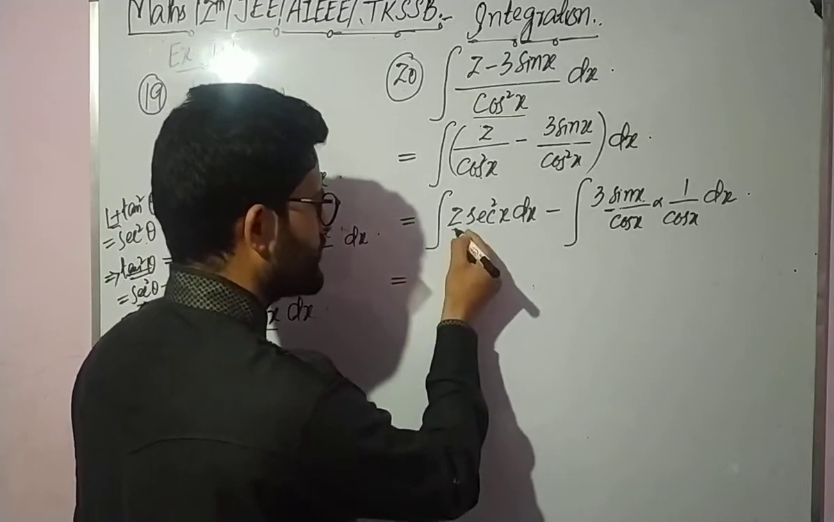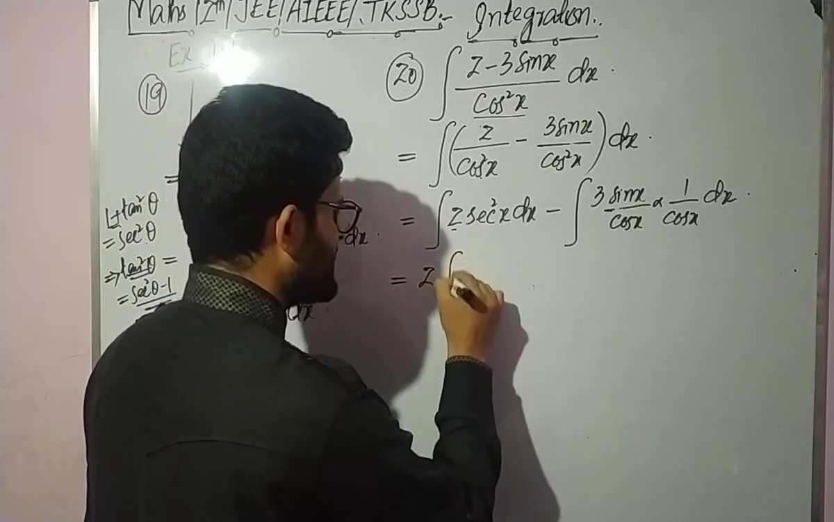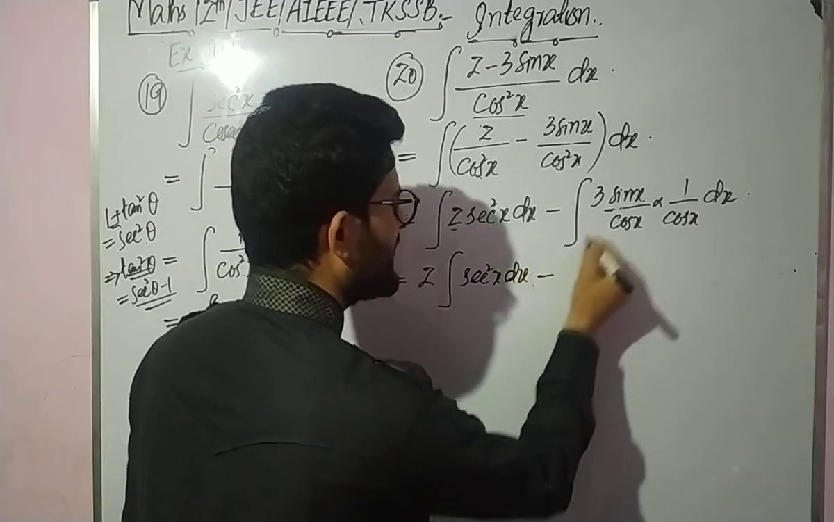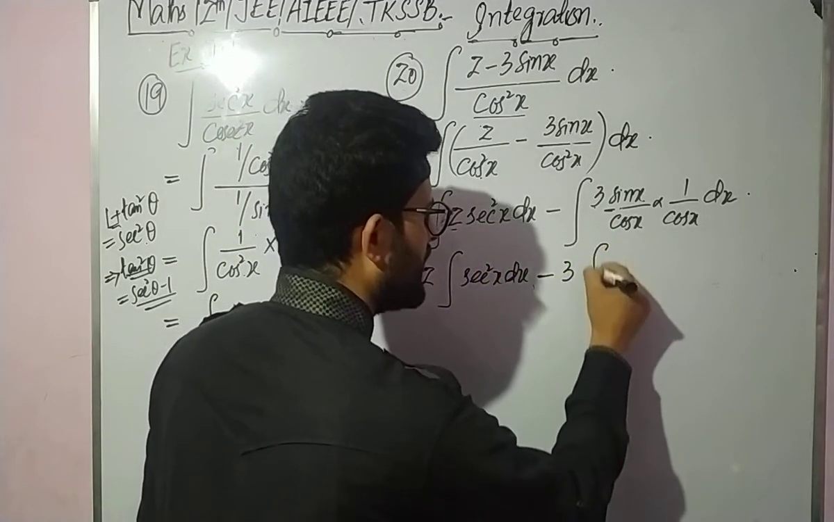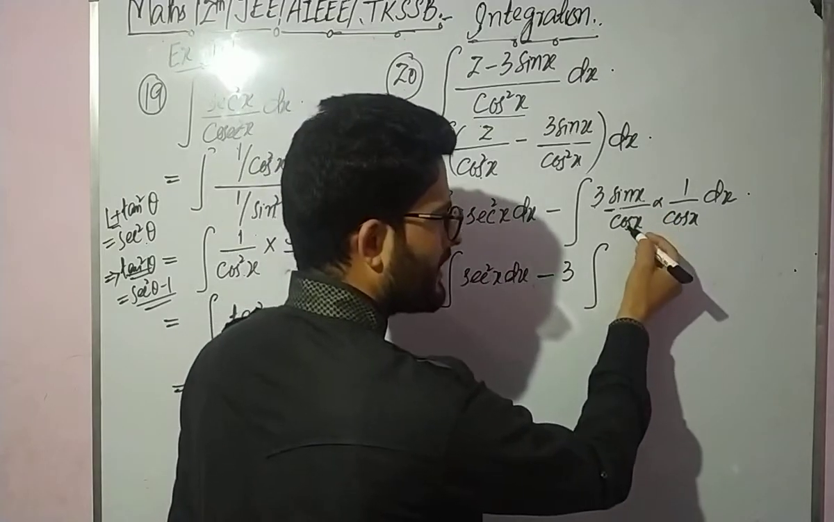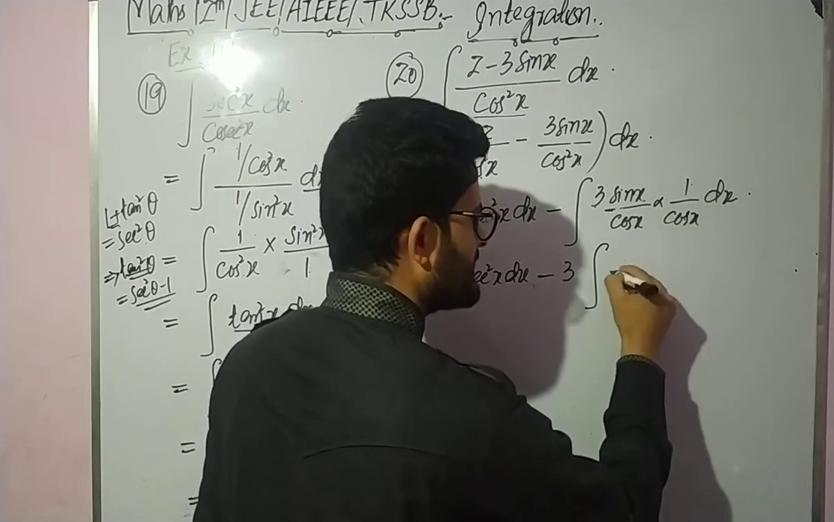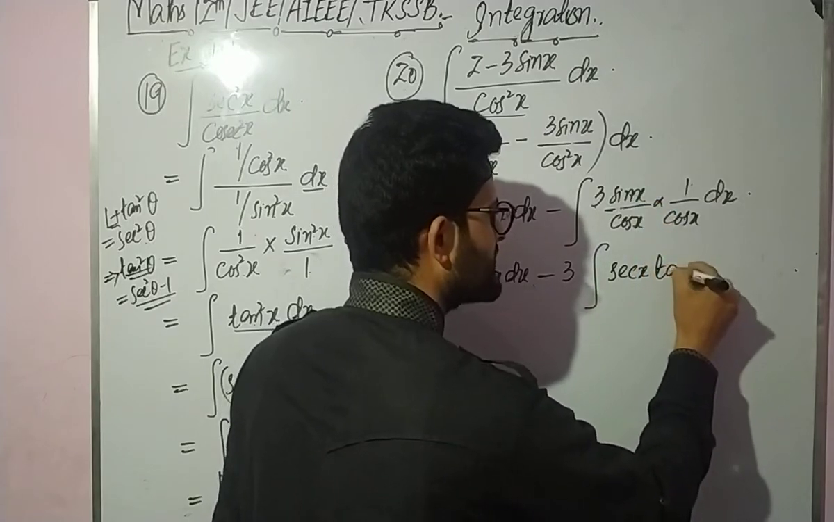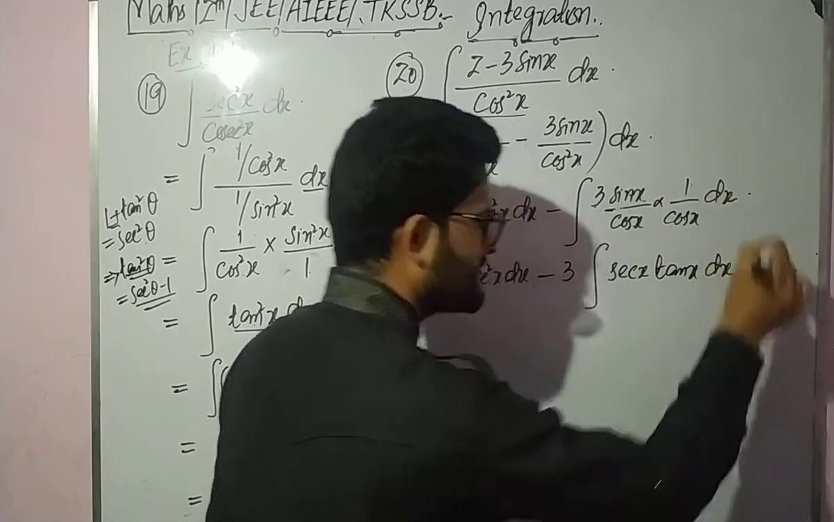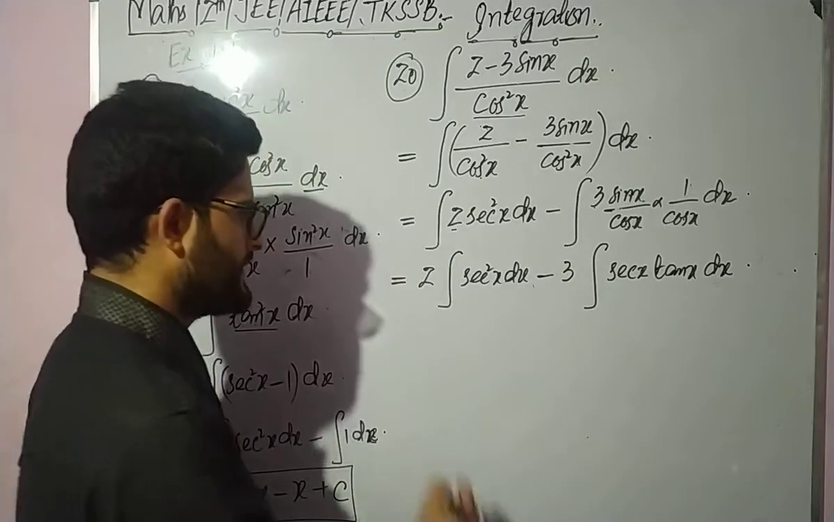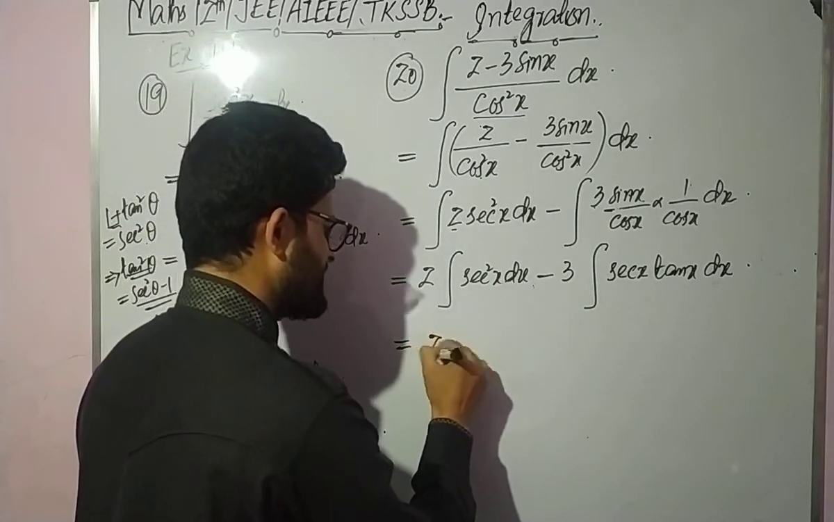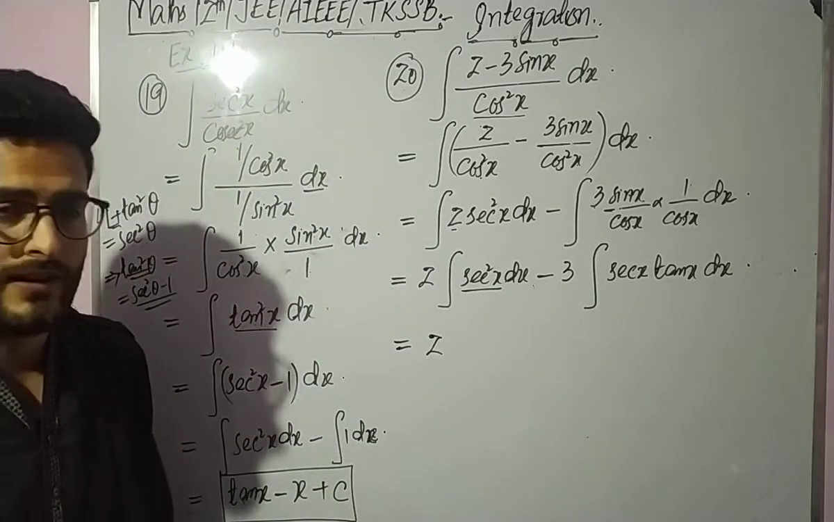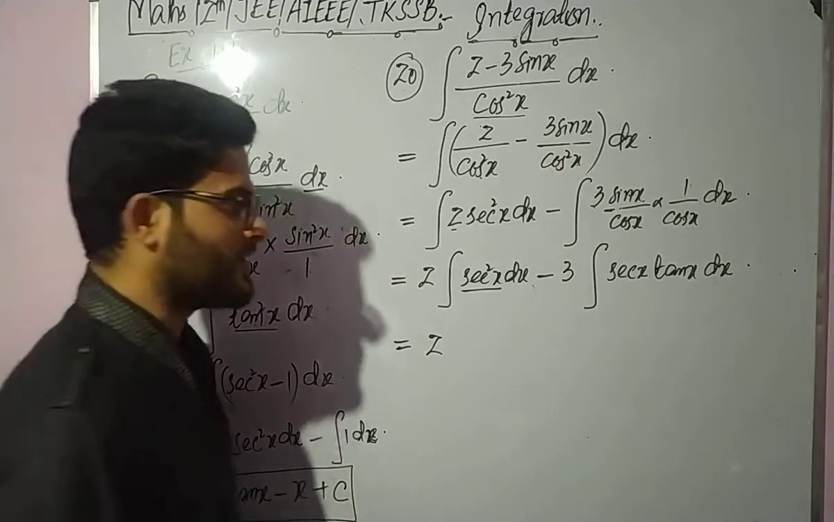This can be written as 2 constant hai bahar aayega. So that is integration of sec square x dx minus 3 constant hai bahar aayega. So integration of sin x divided by cos x is tan, 1 divided by cos is sec, to pehle sec likhenge. So sec x sin by cos is tan, that is tan x dx, right? This can be further written as 2 times integration of sec square. Now integrand is here sec square, and that's a standard integral. We know its integration is directly equal to tan x.